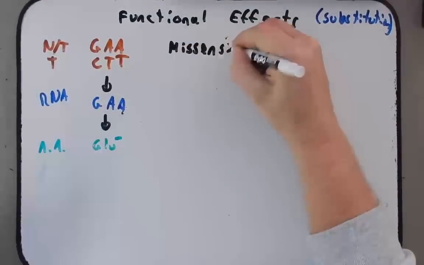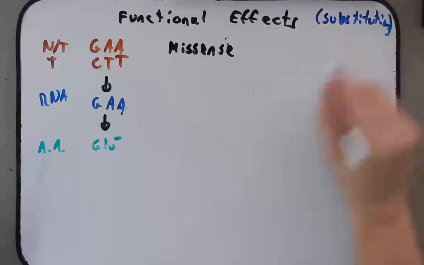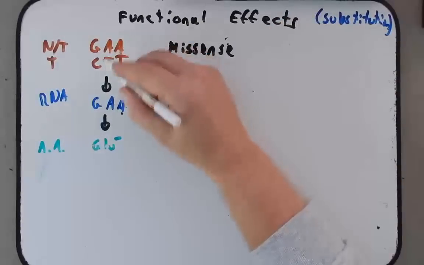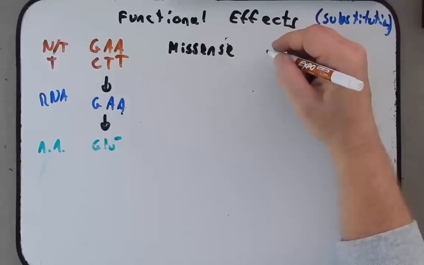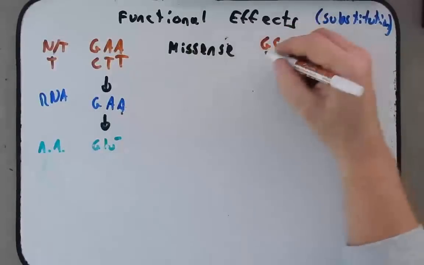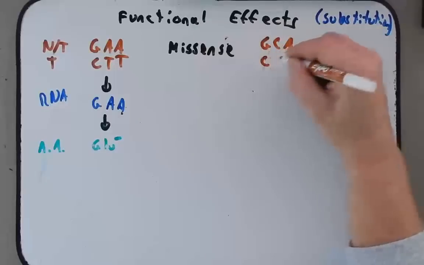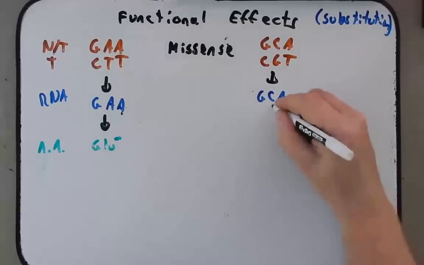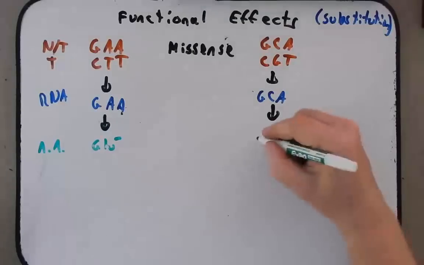Next, I would like to talk about a missense mutation. The missense mutation is still just changing one of the nucleotides, but this time, instead of this position, we're going to change another position. We're going to go from a GAA to a GCA for the non-template strand, and then the template strand will be CGT. This will make an RNA molecule that is GCA. Looking at the genetic code, we can see that GCA will now make, instead of glutamic acid, alanine.